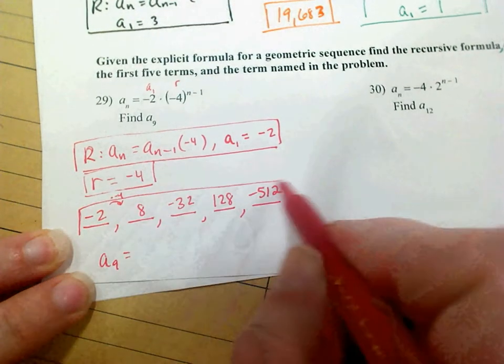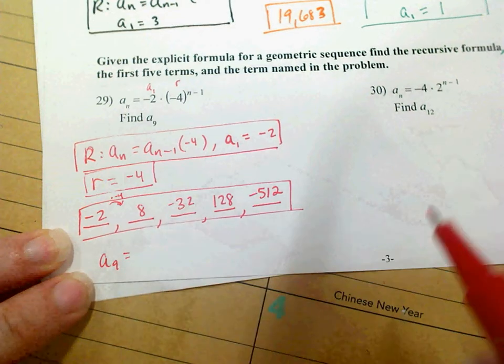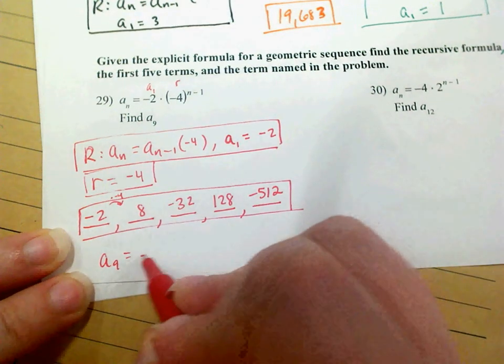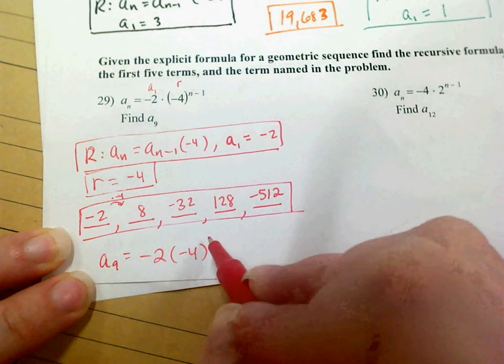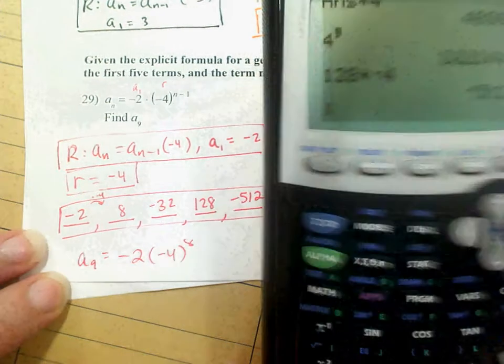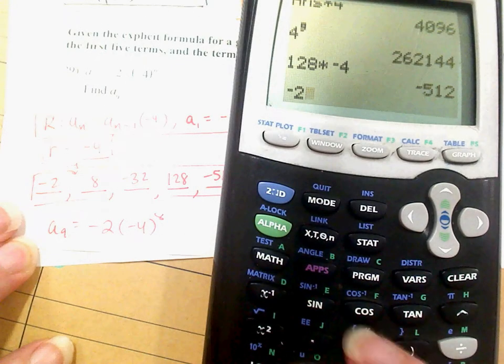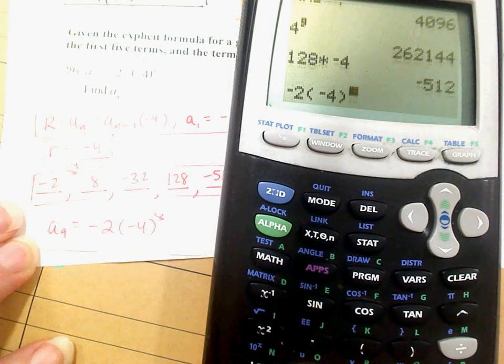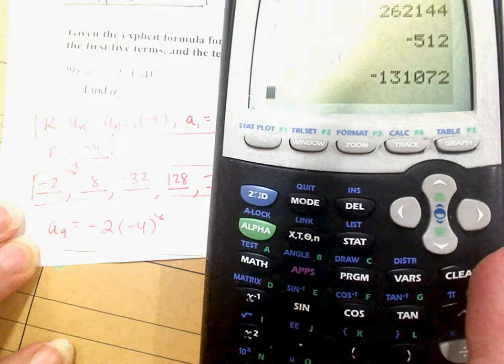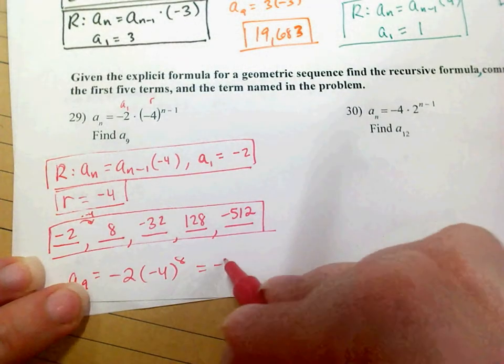And then the 9th term. So the 9th term is negative 2 times negative 4 to the 8th, because it's 9 minus 1. So negative 2 times negative 4 to the 8th, and that is negative 131,072. And there you go.